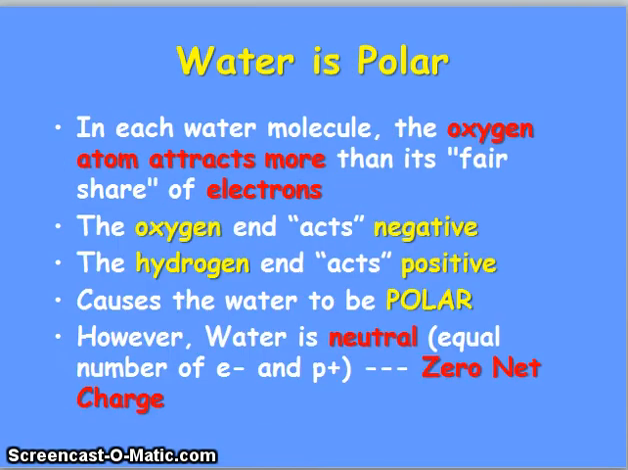Water is polar, so in each water molecule, the oxygen atom attracts more than its fair share of electrons. So the oxygen acts as a negative and the hydrogen acts as a positive, which causes the water to be polar. However, water is neutral and it doesn't have a charge.